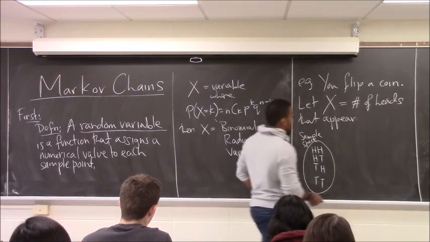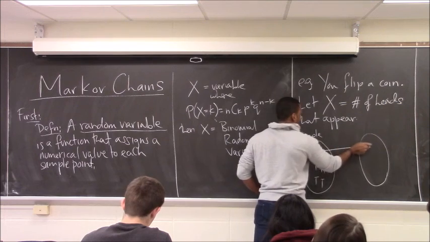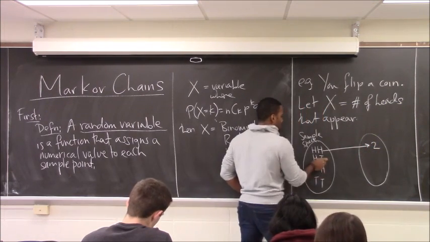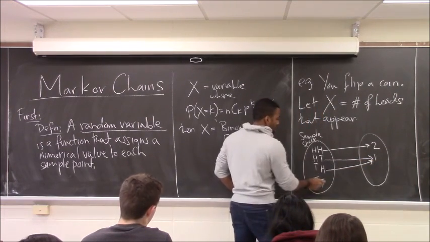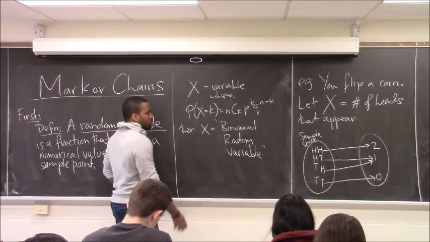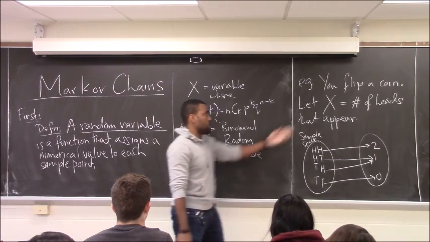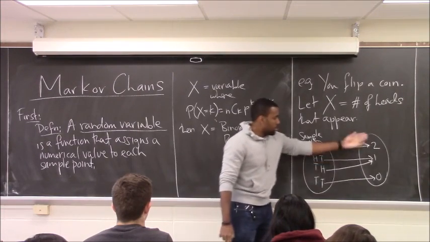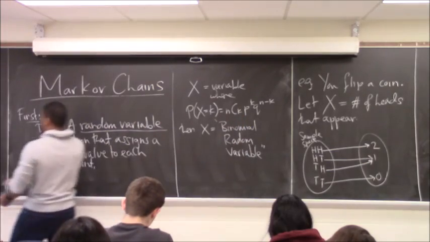Basically what I did by defining this x is I was able to connect this to a number. Namely, HH would be connected to 2, HT would be connected to 1, TH would also be connected to 1, and TT would be connected to 0. So me asking, what is the probability that I will only get 1 head is the same as me asking, what is the probability that this function will output the number 1? Okay? So it's just me being able to use numbers to describe situations in a sample space.